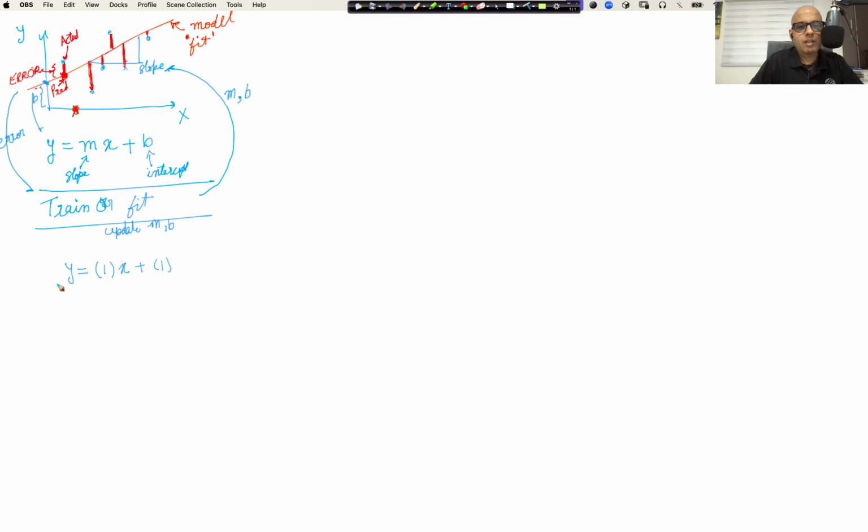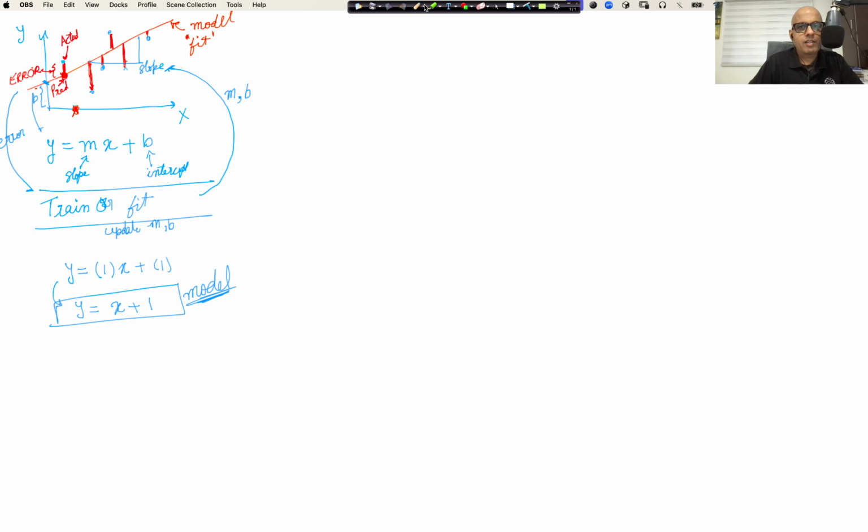In that case, our final model is y is equal to x plus 1. Now the equation that we have is the model. So that's the model we have built. You may ask, well, what's the big deal about finding equations such as this? Or why do we even care about such a model?